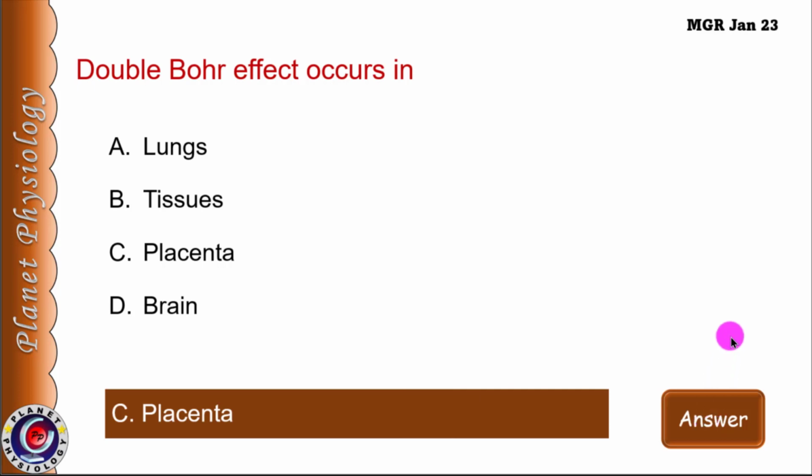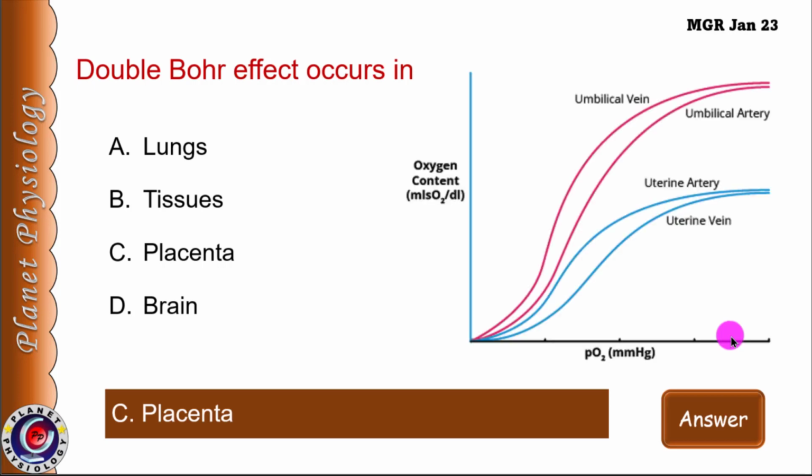Placenta. Bohr effect is the effect of partial pressure of carbon dioxide on the oxyhemoglobin dissociation curve or hemoglobin affinity for oxygen. Fetal blood entering the placenta has a large amount of carbon dioxide, but much of this carbon dioxide diffuses into the maternal blood. Loss of carbon dioxide makes fetal blood more alkaline and shifts the oxyhemoglobin dissociation curve to the left.